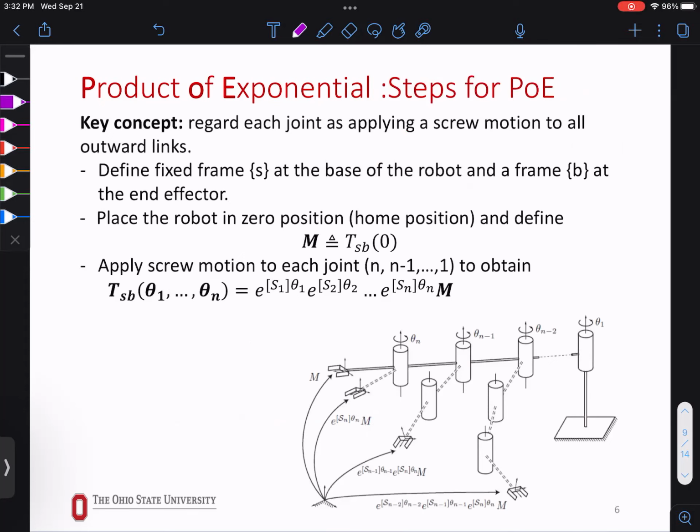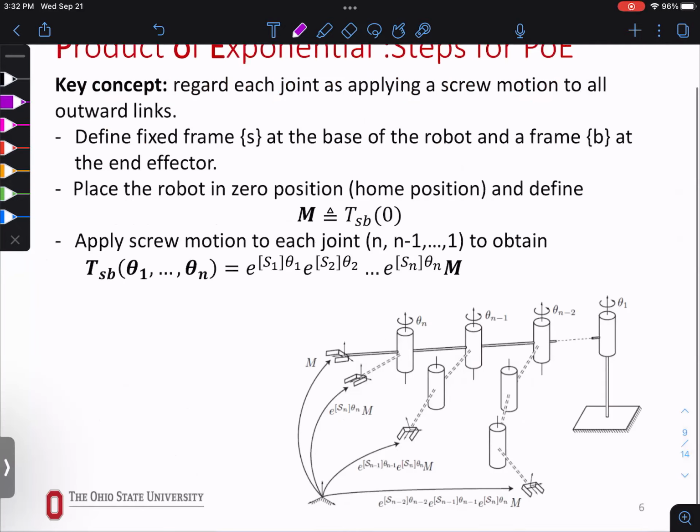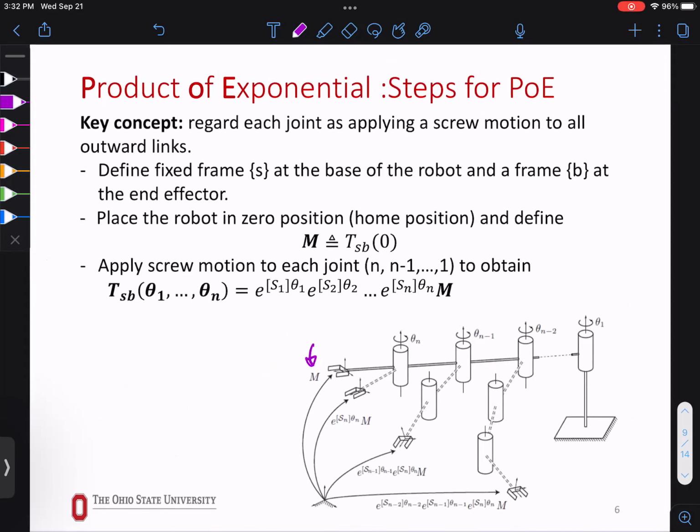There are a couple of key concepts here, and you saw a few things on the slide. One is, what is this M thing that we saw there? You remember that this was your home position. So M is your home position. M is a matrix that represents the home position of your end effector. Now, all of these are homogeneous transformations. So M is 4 by 4. What do you think is inside M?